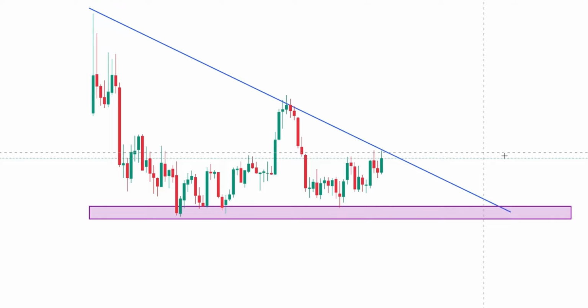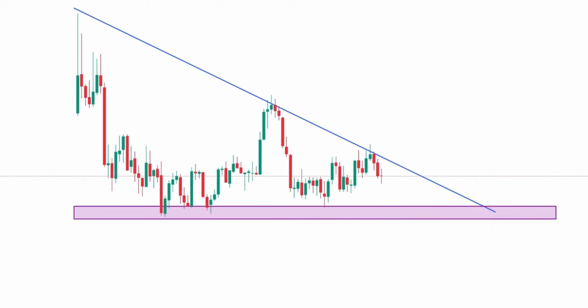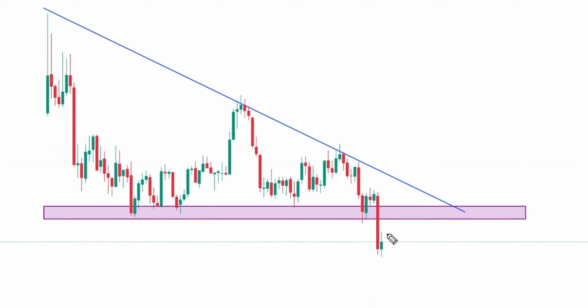Now from the retail perspective, we have to wait and see the price break on either side. Here you can see the price has given a breakout from the support level. Now what the retail trader is waiting for is some kind of a retest from these levels so that he can short. So let's see what happens next.